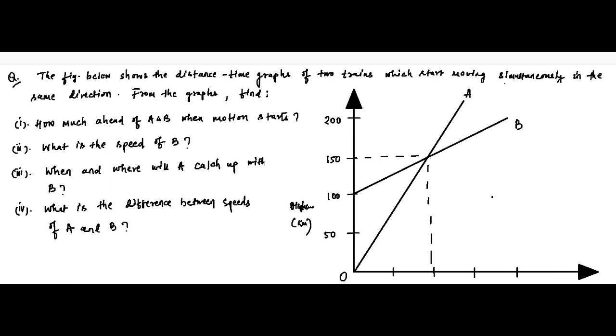So here is another question on graphical analysis of one-dimensional motion. It is given that the figure below shows the distance time graphs of two trains which start moving simultaneously, at the same time, in the same direction. From this graph we have to find first, how much ahead of train A is B when motion starts.